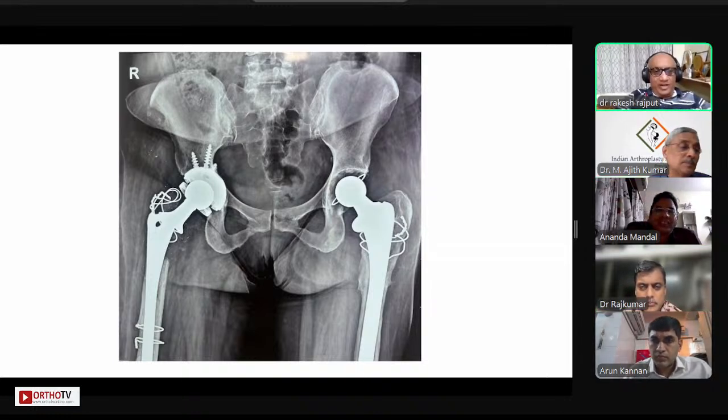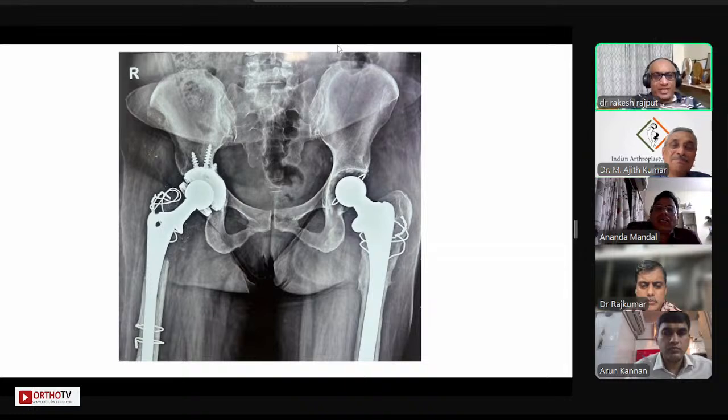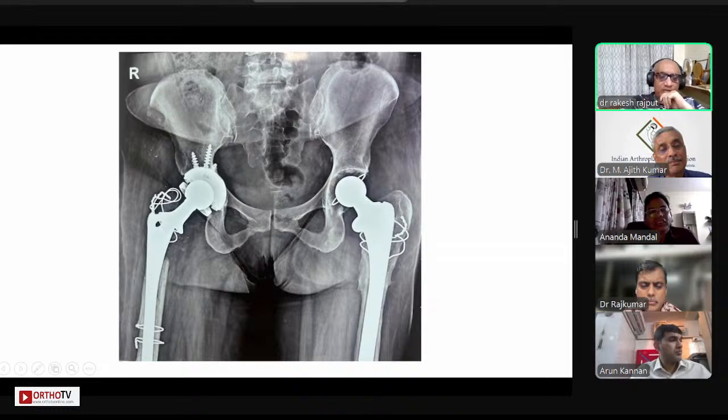No, I think, Ajit, we can discuss this case a bit more. The X-ray need not be there. Keep this extra because I think this was quite innovative. I don't know what you all would have done if you found that the stem was outside and you now had this constrained liner. Would you have thought about what Dr. Anand has just done?